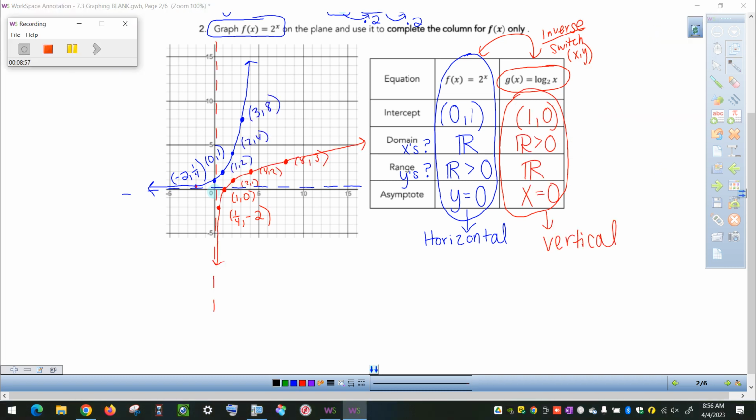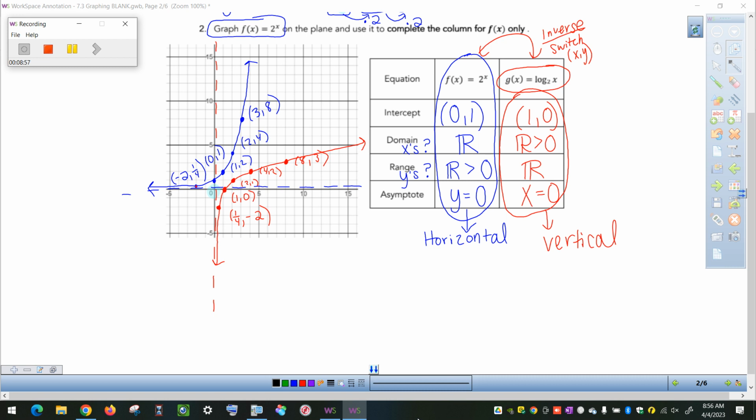And check it. Okay, so I continued by, again, just thinking about what were the ordered pairs here on the blue line. So this is for the original graph of 2 to the x. Every time we just switch the x and the y. So the next point on the blue line was 1, 2. When we switch it, it becomes 2, 1. The point 2, 4 becomes 4, 2. And then the point 3, 8 becomes 8, 3.